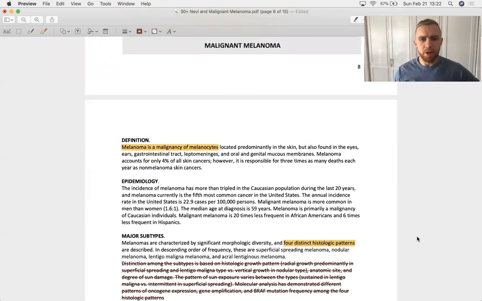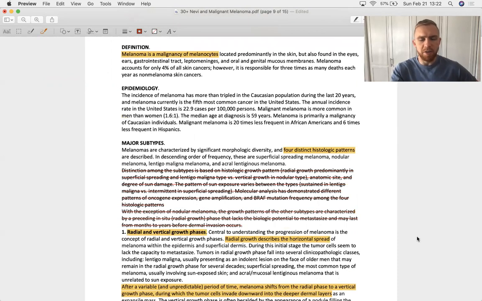Now let's talk about melanomas. A melanoma is a malignancy of melanocytes, and when a melanocyte has become malignant, we know that tumor has become particularly invasive. It's encroached through the basement membrane, it's gone off sides, and it now has the capacity to metastasize elsewhere in the body.